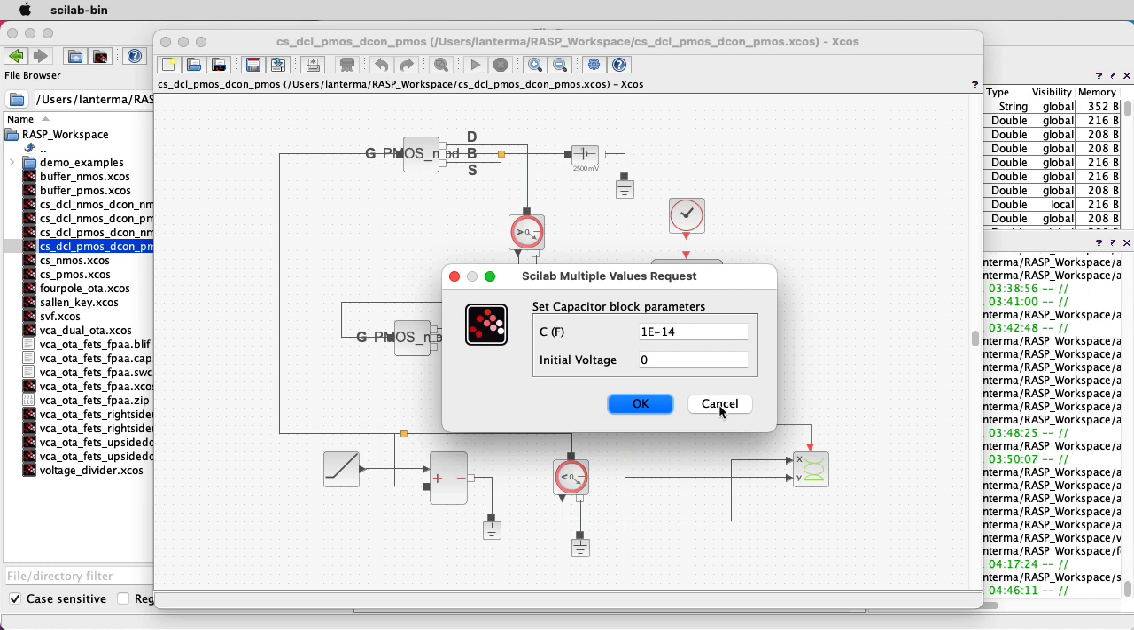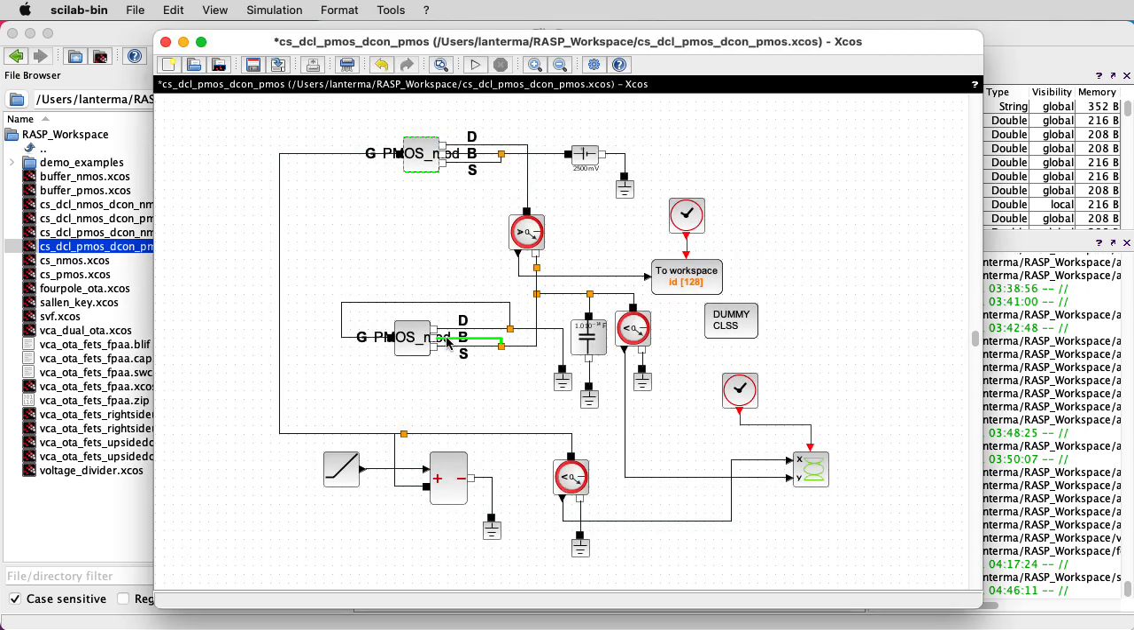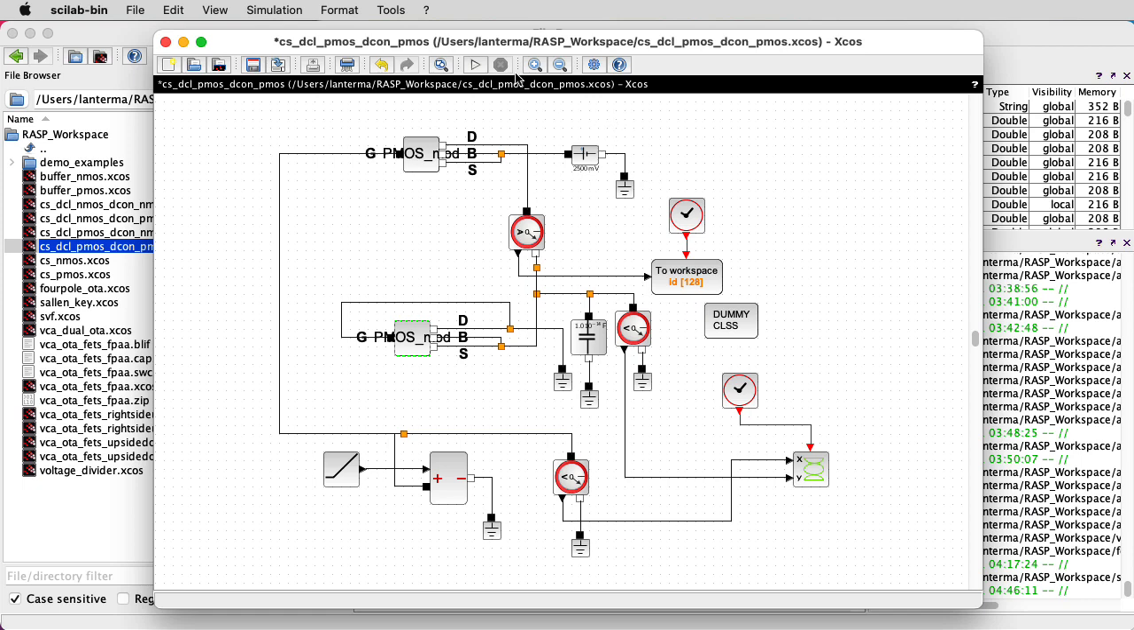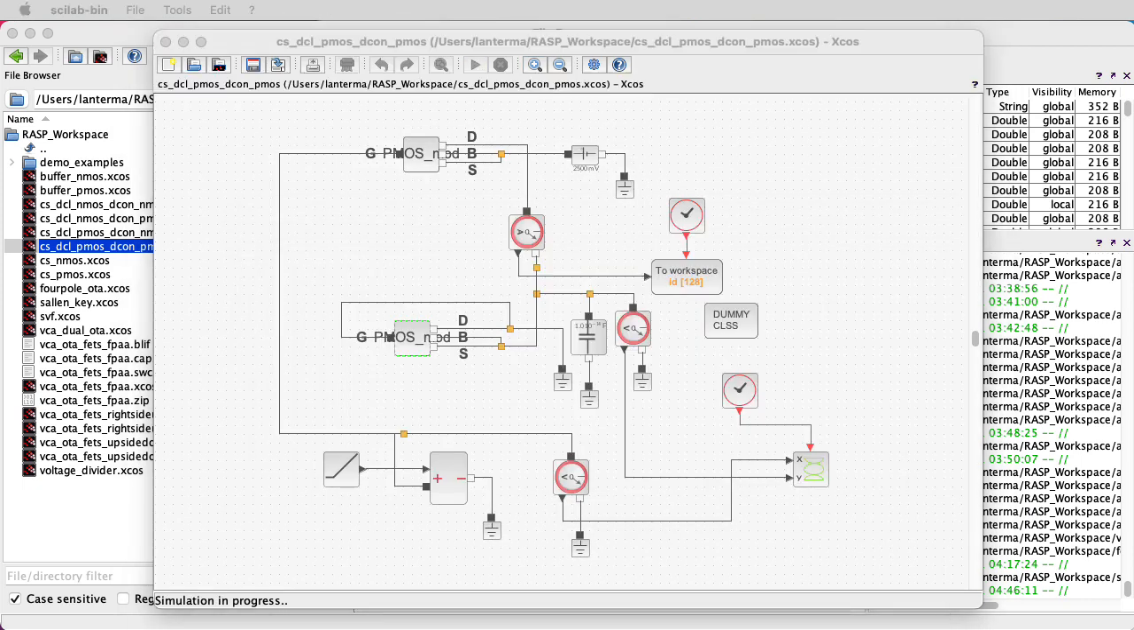In the demo I'm about to do, I found if I used 1 femtofarad, it wasn't enough, and the simulation would only work for lower input voltages. So in this particular demonstration, I'm setting the parameters for both transistors to be the same, and I'm using a kappa of 1 for both of them. So let's try simulating that and seeing what happens.